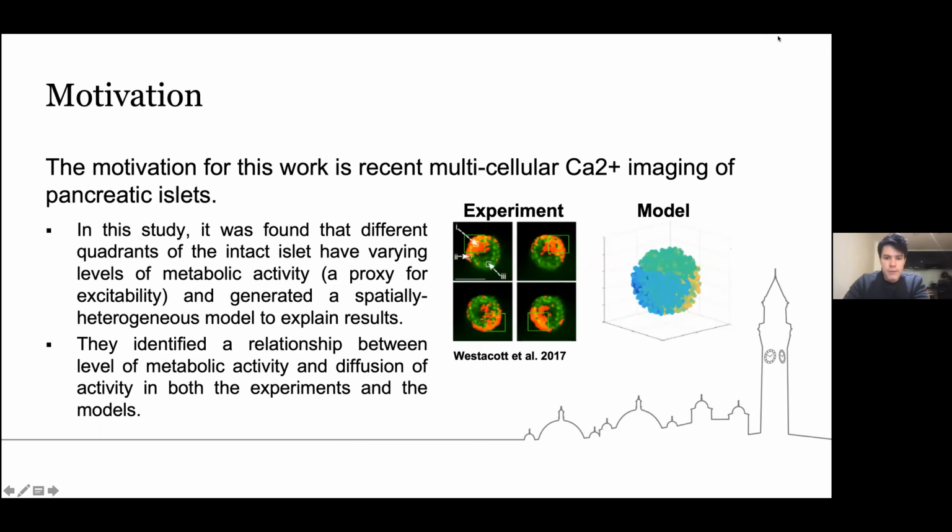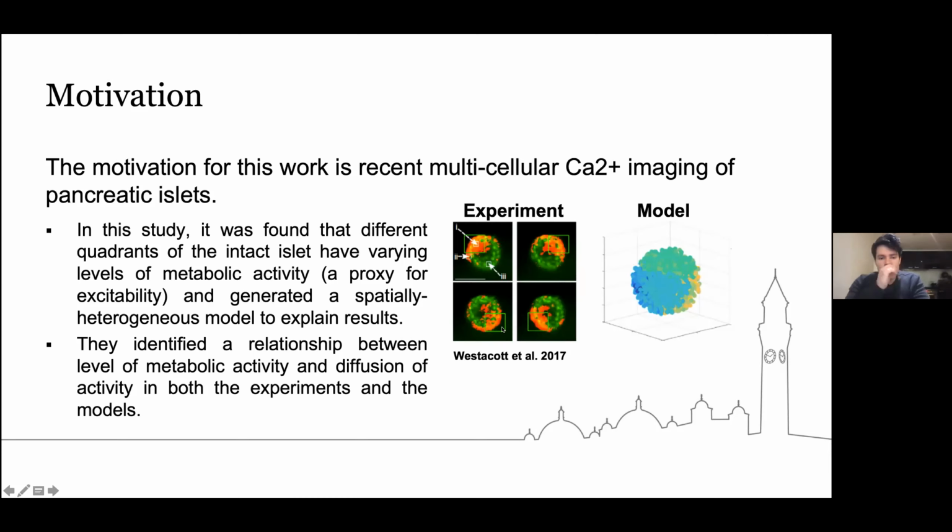So in this experiment, what they were doing was looking at a cross-section of an islet. You can see that in the experimental image. And they were looking at all of the cells, so they're doing multicellular calcium imaging again. And what they found is that they looked at individual cells, and they also looked at the quadrants of the cross section of the islet, so the 4 quadrants.